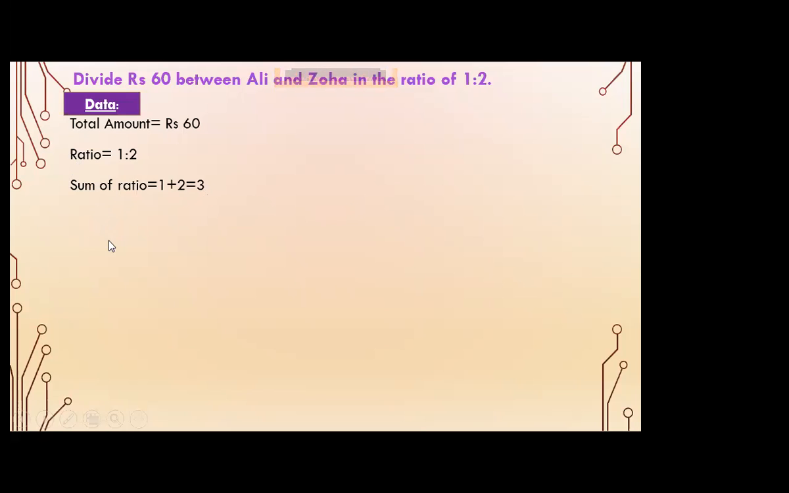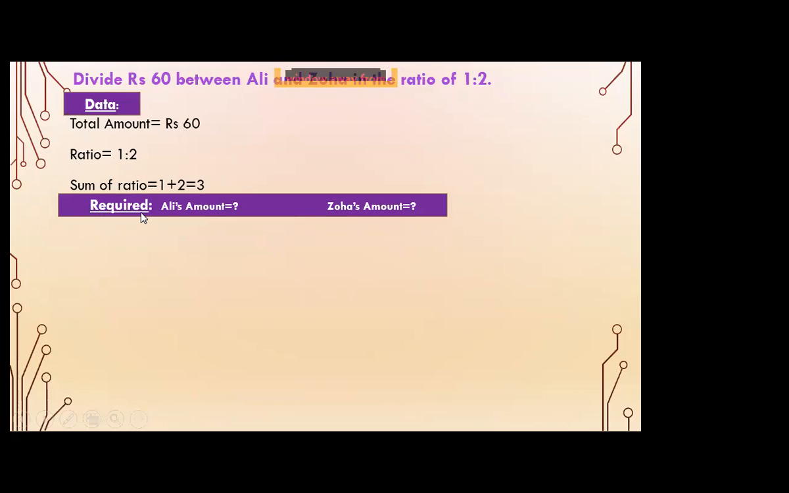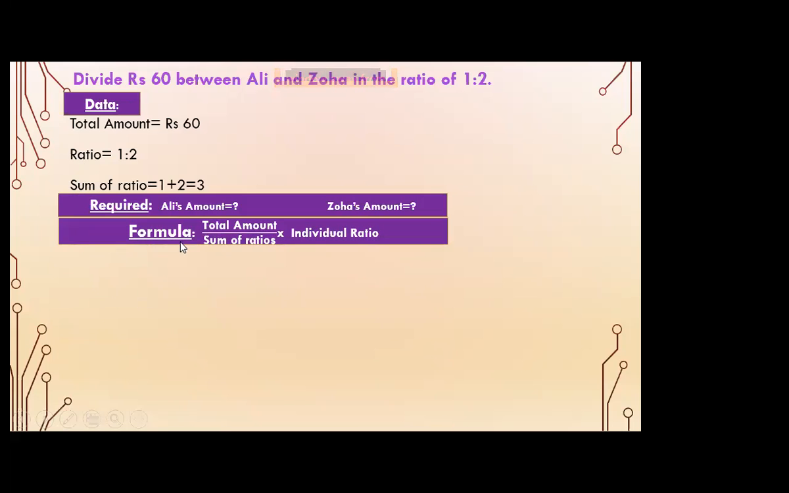Now what is the formula for finding the amounts? Here the required is we have to find Ali's amount and Zuha's amount. I have to divide these rupees 60 between Ali and Zuha, so I have to find what Ali gets and what Zuha gets. First I have to write data, then required, and then the formula: total amount upon sum of ratio into individual ratio.